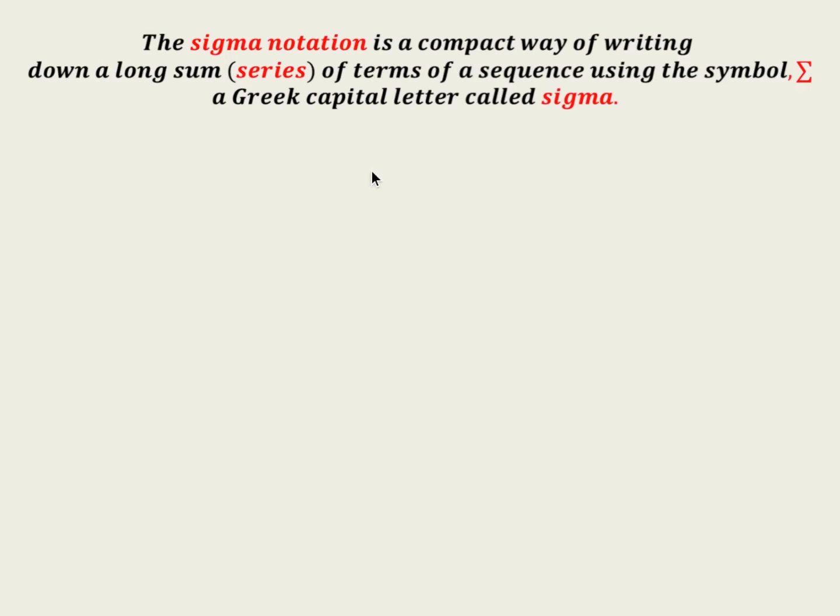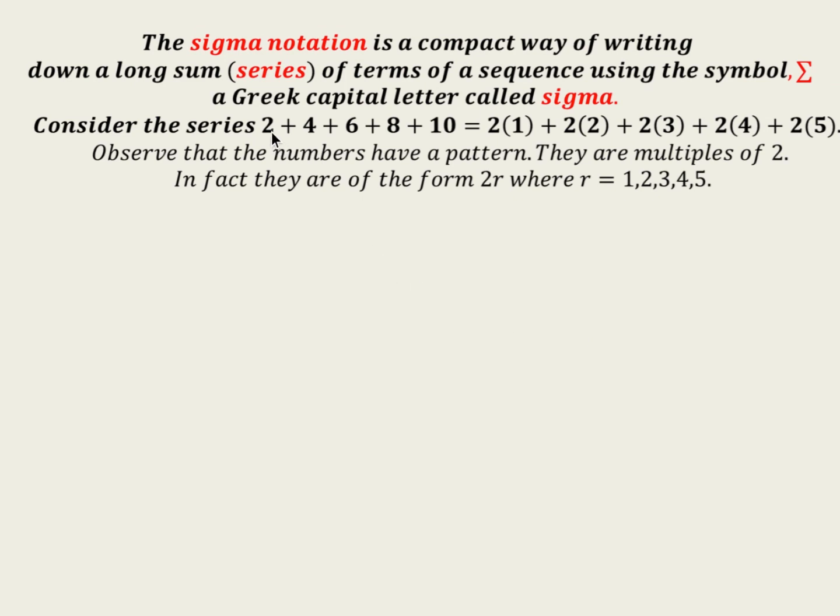So to begin, we have to note that the sigma notation is a compact or condensed way of writing down a long sum of terms of a sequence, usually called a series, using this symbol, which is actually a Greek capital letter called sigma. Now consider the series 2 plus 4 plus 6 plus 8 plus 10, and the series can actually be written following a certain pattern.